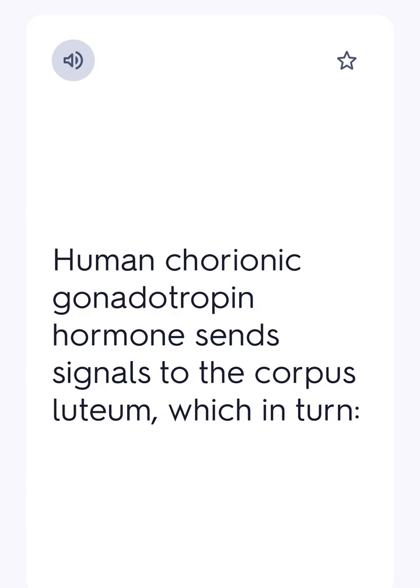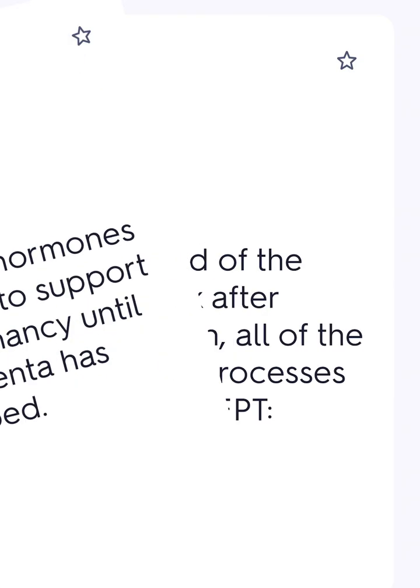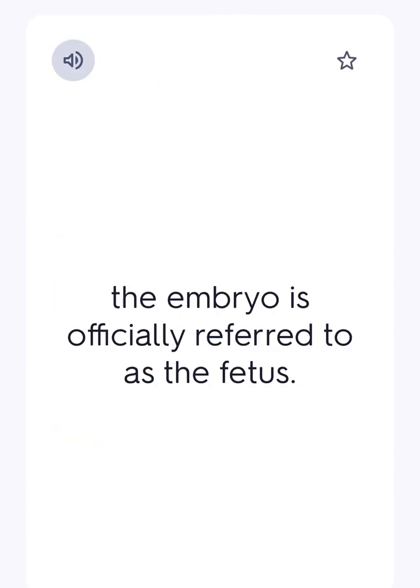Human chorionic gonadotropin hormone sends signals to the corpus luteum, which in turn produces hormones designed to support the pregnancy until the placenta has developed. By the end of the 3rd week after conception, all of the following processes occur, except the embryo is officially referred to as the fetus.